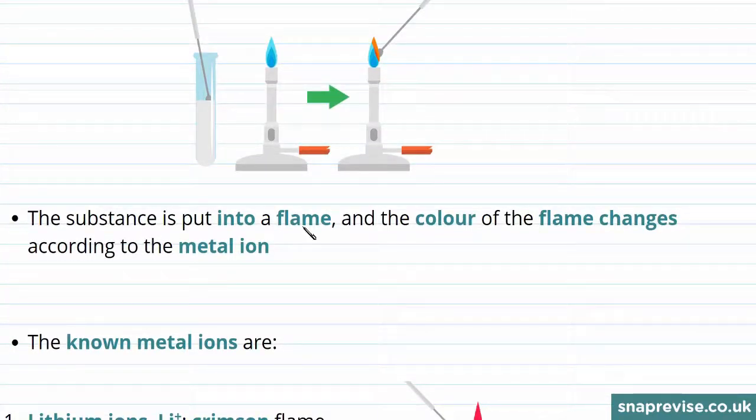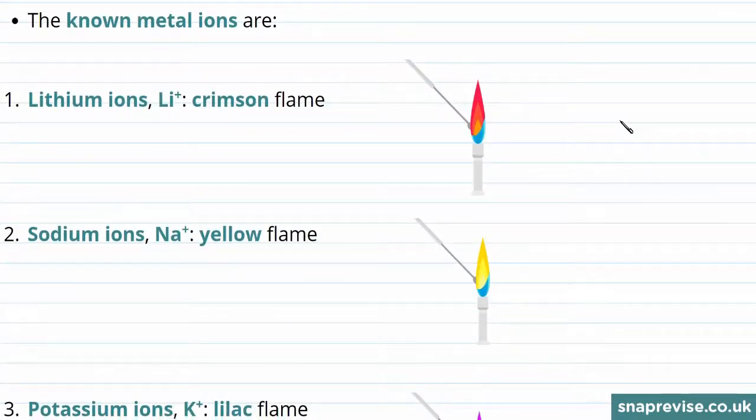A small sample of the substance is placed into the flame of a Bunsen burner, and the colour of the flame will change from pale blue to the distinctive colour for the metal ion. There are a few examples and characteristic colours that you'll just need to remember for your exam.